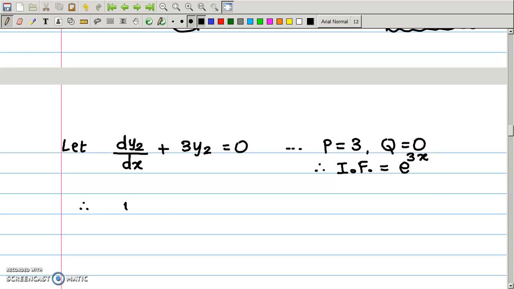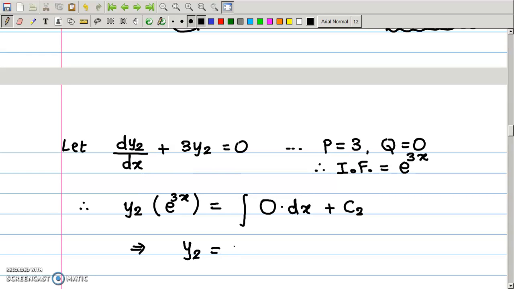Therefore, the general solution will be y2 into integrating factor equal to the integration of q into integrating factor with respect to x plus c2, where c2 is the constant of integration. Therefore y2 is equal to c2 times e raised to minus 3x. If we take this exponential term to the right hand side, we get this solution.